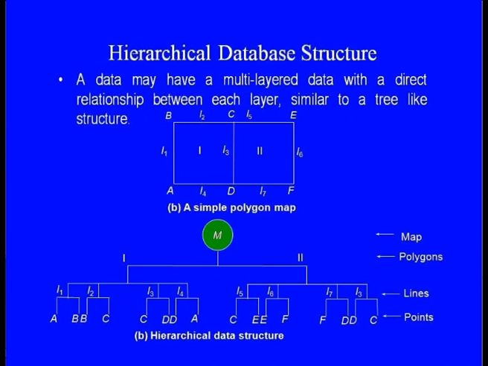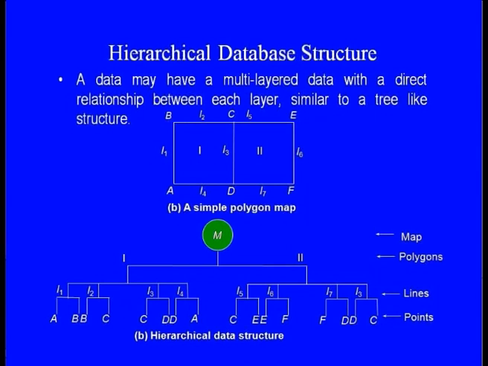There are two polygons having corner points A, D, C, B and D, F, E, C, with C and D points being common to both the polygons. So, we can now represent the whole figure as M, that is the map, and this map consists of two polygons, polygon number 1 comprising the points A, D, C, B and polygon number 2 comprising the points D, F, E, C. So, there are two polygons.